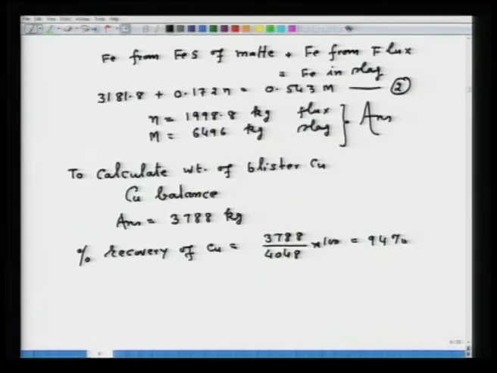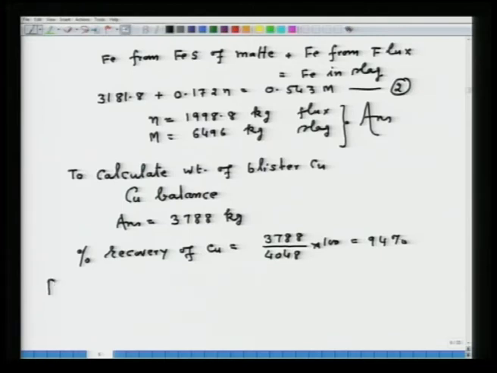Now, next we have to calculate the blowing time of each stage.